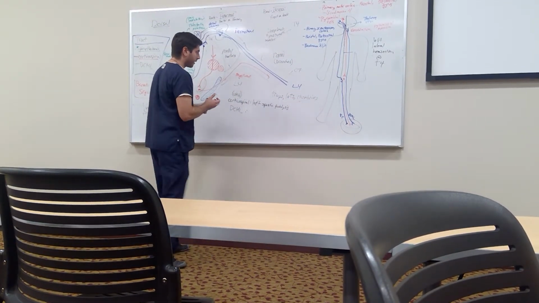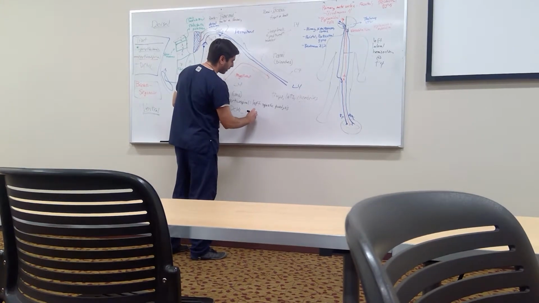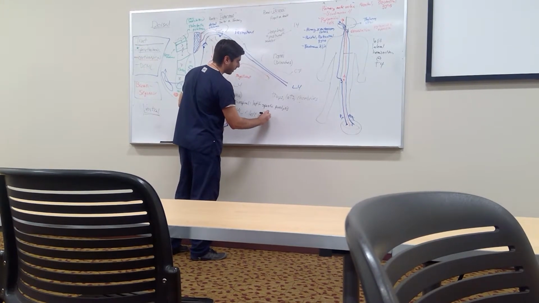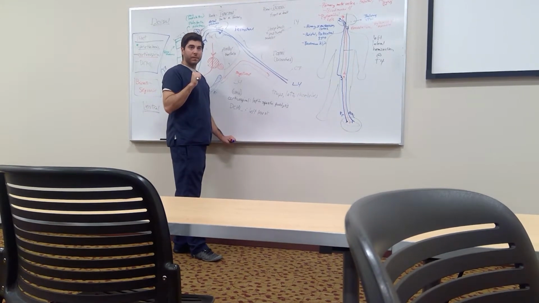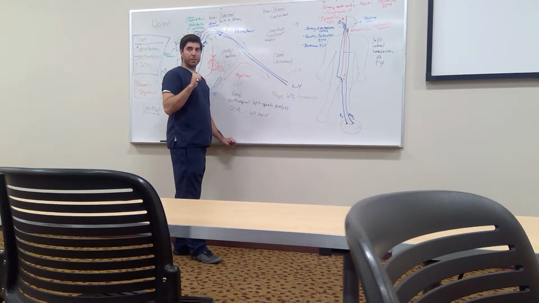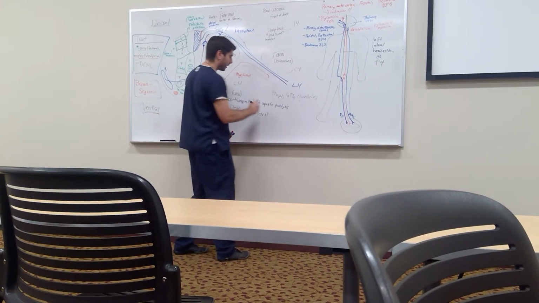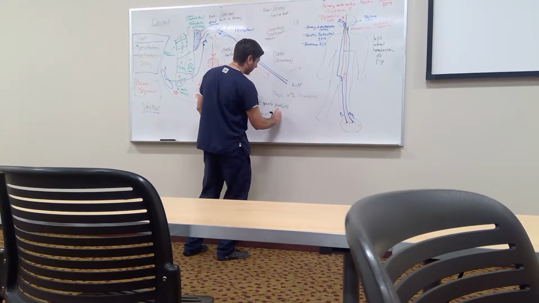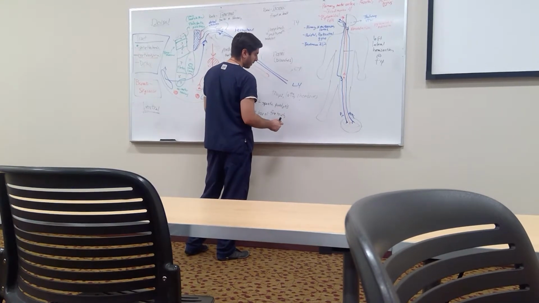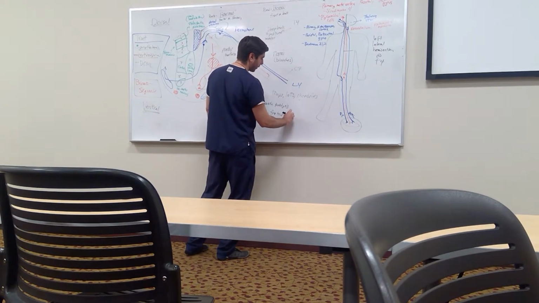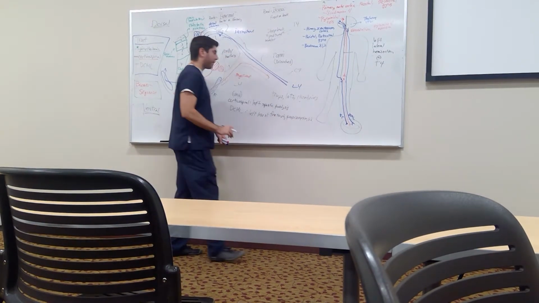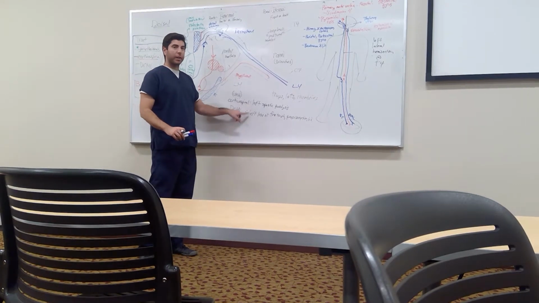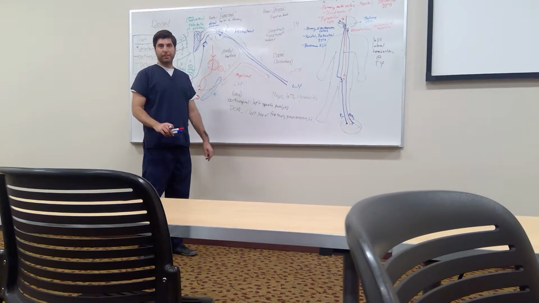So we will have left loss of what? Be more specific. Fine touch. What else? Vibration. Vibration and proprioception. Good. On the left side, which happens to be the ipsilateral side of the injury. So these are both ipsilateral.